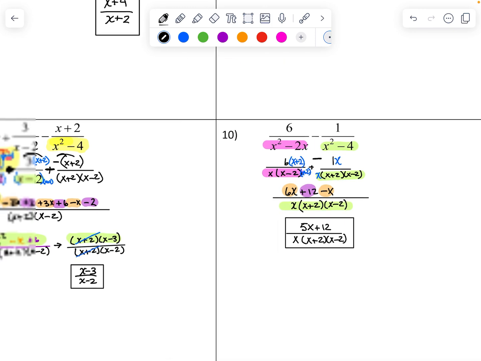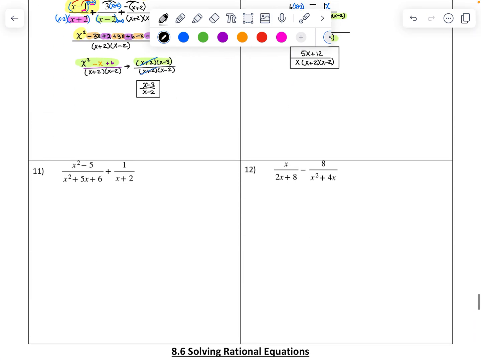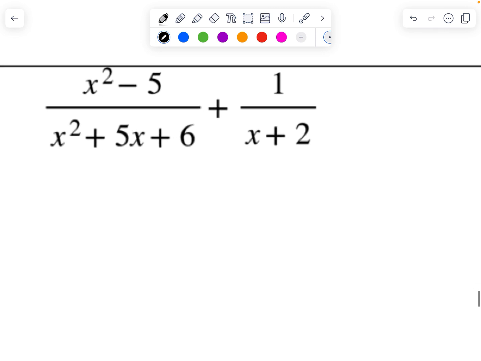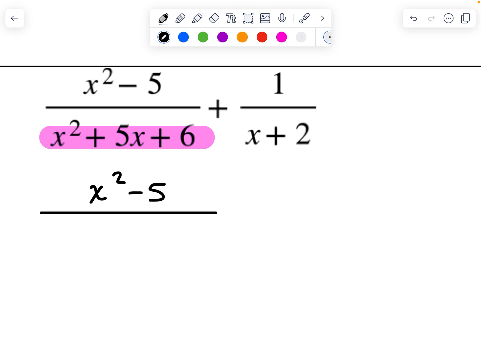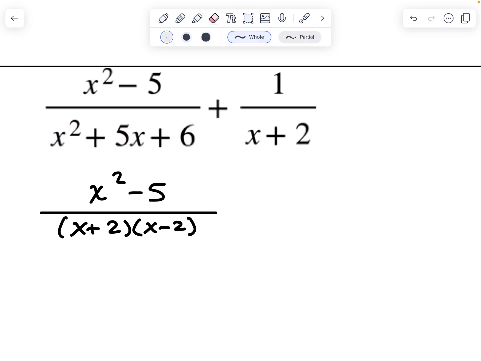All right. Are there more? There are more. Woohoo! Okay. So friends, we are going to factor. And the first thing that we see that's factorable is this guy. No, he's not. Thank goodness. Yay. Is this guy. All right. So that first fraction is x squared minus 5 divided by x plus 2, x minus 2. And that is the only thing that factors. So the other piece is just going to get written down.